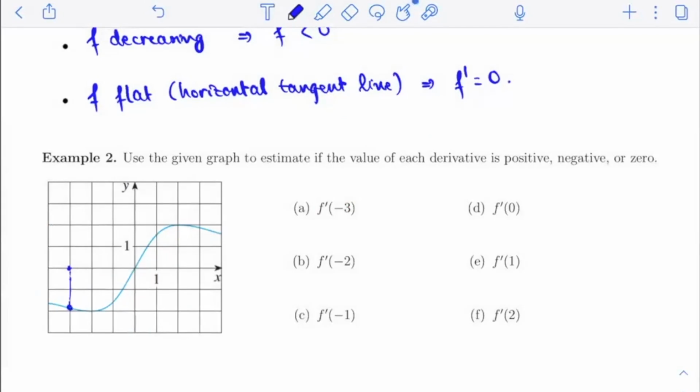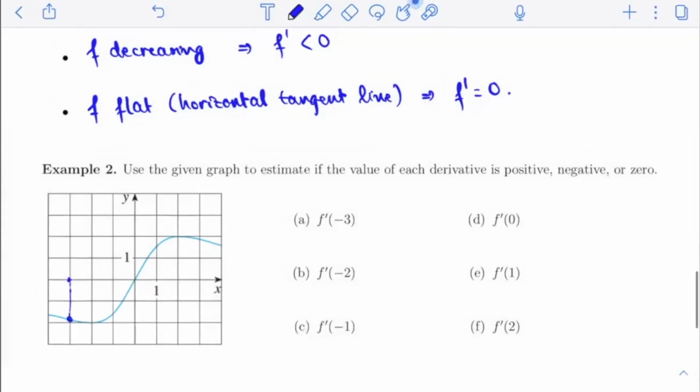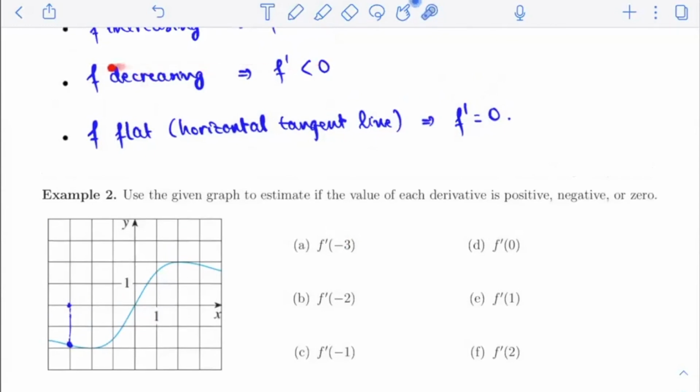At this point, the function is decreasing by the definitions we just have. When the function is decreasing, the derivative at that point is less than 0. Again, we don't care about the exact value at this moment. It's just that we want to find the sign or identify the sign of the derivative at a given point. So in this case, we have f prime of -3 is less than 0 because at -3, the function is decreasing.